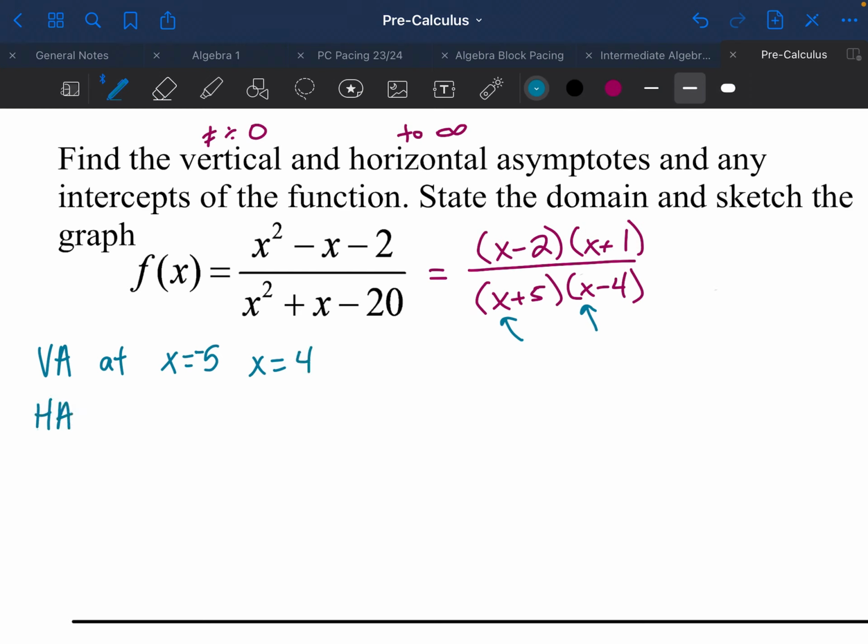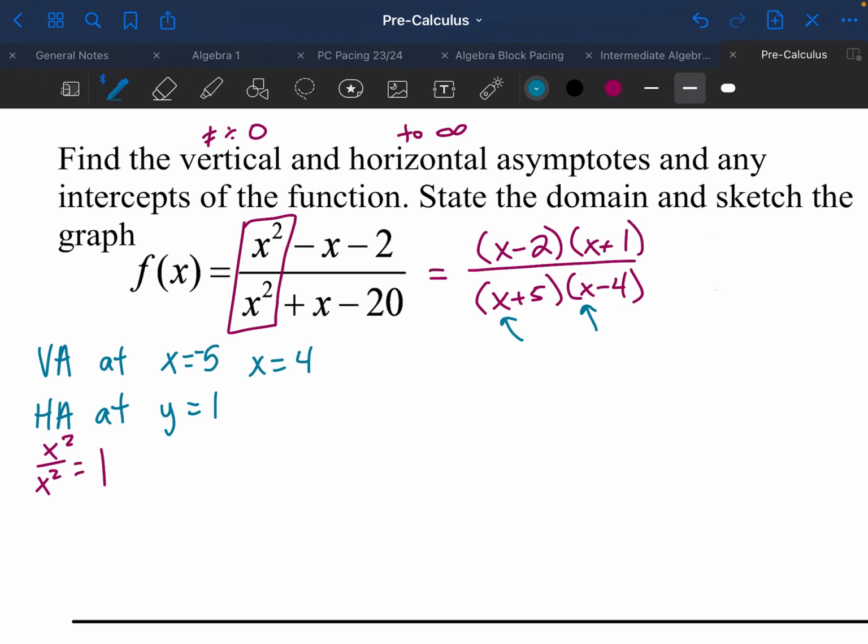Horizontal asymptotes happen when we're looking at end behavior. To look at our end behavior, we're only going to focus on our leading terms, right? Everything else gets left behind as we're going to infinity. What grows the fastest is the leading term. So we end up with x squared over x squared, which just equals 1. So our horizontal asymptote is y equals 1, remembering that horizontal lines are y equals, vertical lines are x equals.